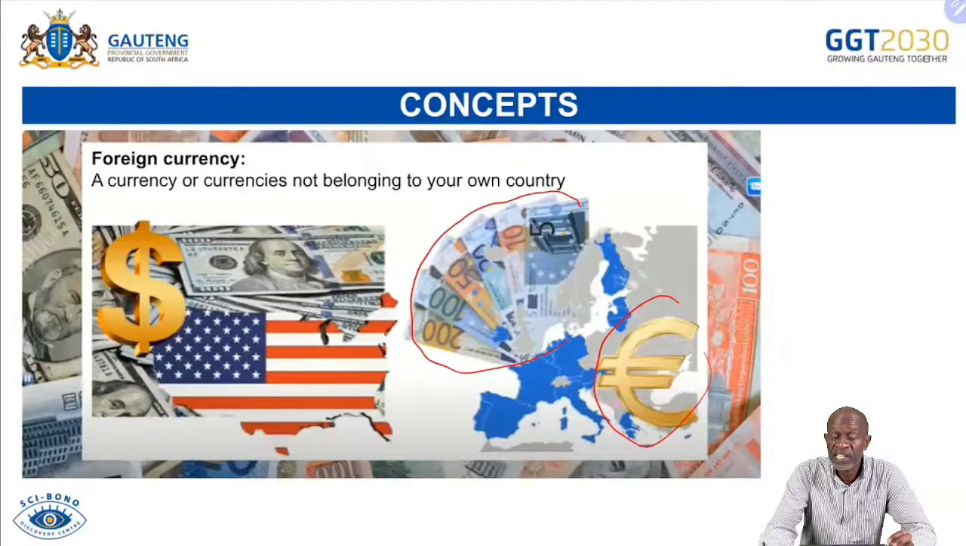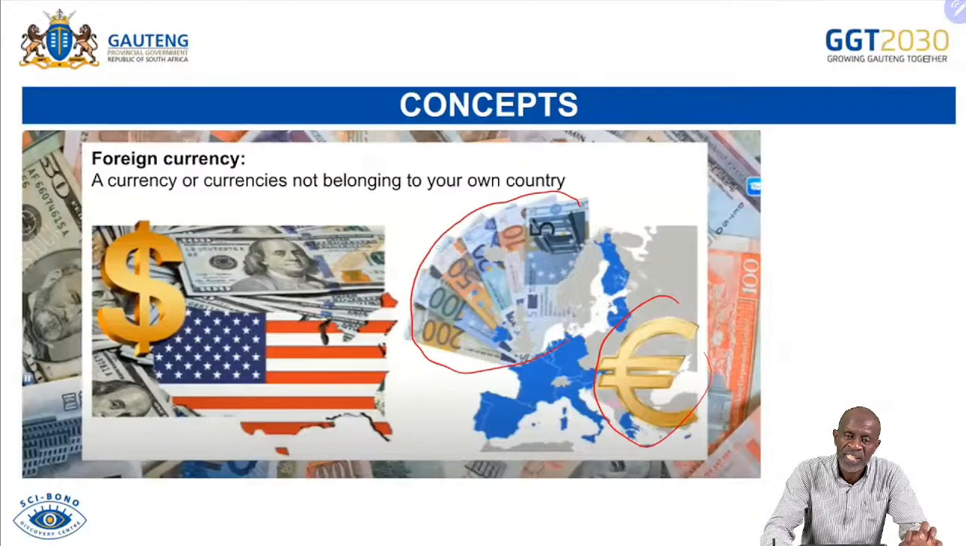This currency is used by the European Union, countries in Europe. Most countries in Europe, except a few countries such as the United Kingdom, they are using the sterling or the pound, British pound. So grade 12 learners, all these currencies represented here are not our own currencies. They are foreign to us. They are used in foreign countries.